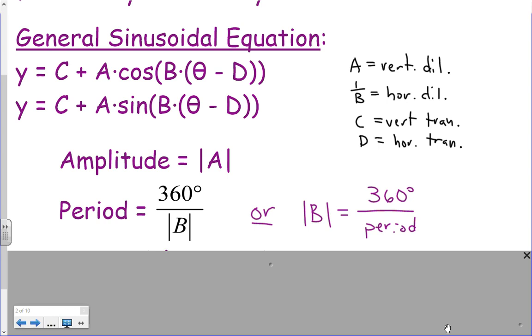Same equation, just solve for a different unknown there. So it depends on what you know as to which one of these two you might want to use. But the period and b are related, but realize that the period is not equal to b. They're not equal to each other, but there is a relationship between the two.